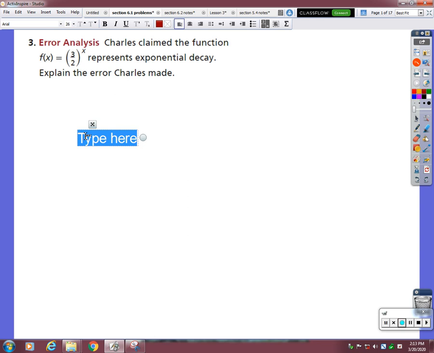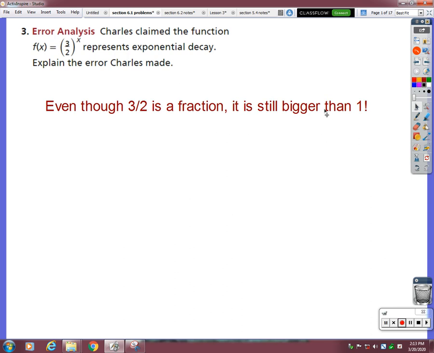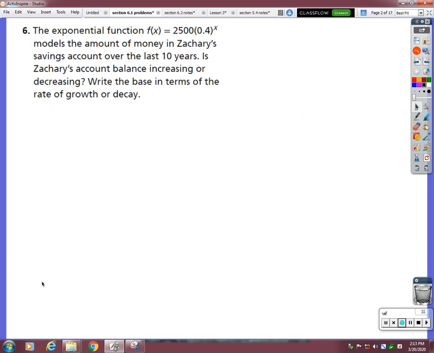So this is a common error. Students assume that if it's a fraction being raised to an exponential power, that it's exponential decay, but even though 3 halves is a fraction, it is still bigger than 1. So anytime you're multiplying by a number bigger than 1, then you got yourself some exponential growth, not some exponential decay, Charles. Get it together.